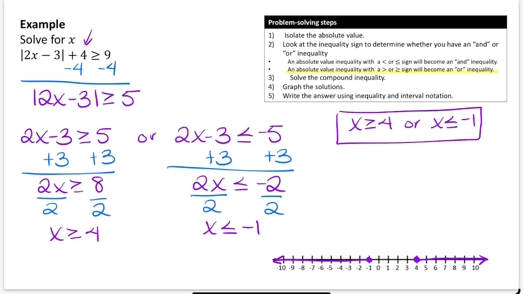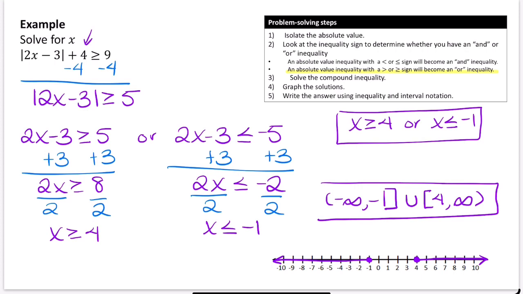Well, my solution's in 2 pieces, right? So I'm going to need to use that union symbol to join both pieces together. So let's start off with the left piece. So it starts off at negative infinity, so open parentheses for infinity, right? And then negative 1 is included, so I put a square bracket there. And then I have or, so I need my union symbol. And then I have square bracket for 4, and then that part goes to positive infinity. So that's my solution in interval notation.